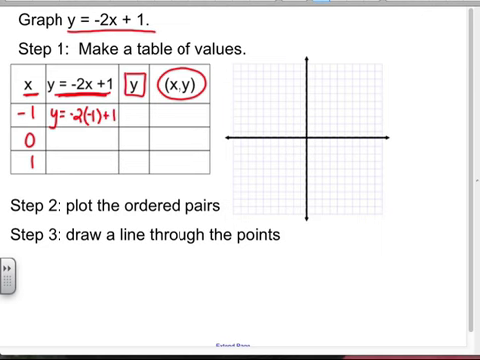Now I'm going to do the math. A negative 2 times a negative 1 is a positive 2. Add 1 is 3. So that ordered pair is negative 1, 3. And I'm going to plot it right now. I'm going to go left 1, up 3. There's that first point.